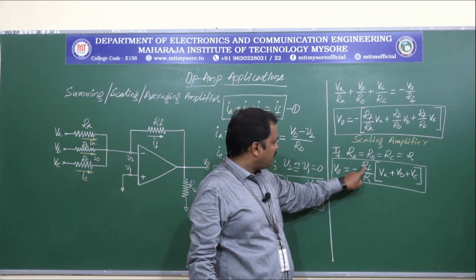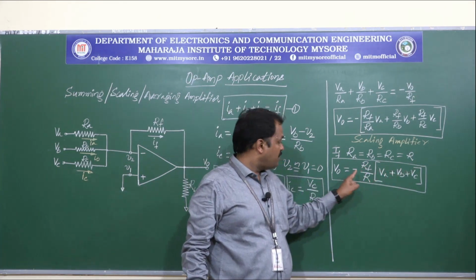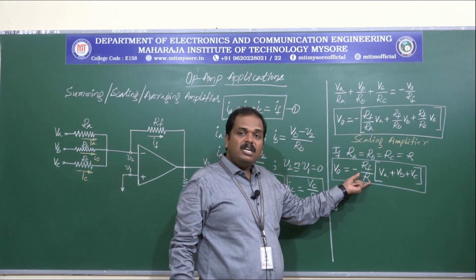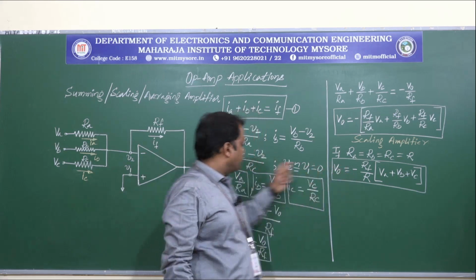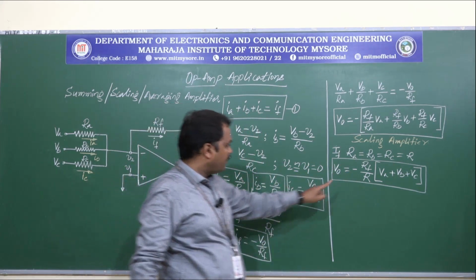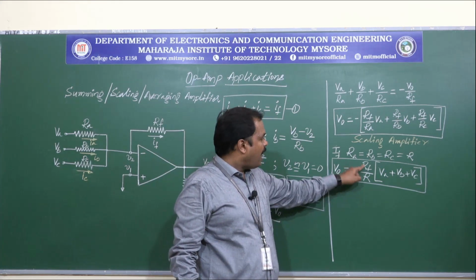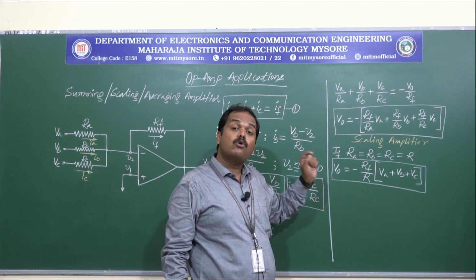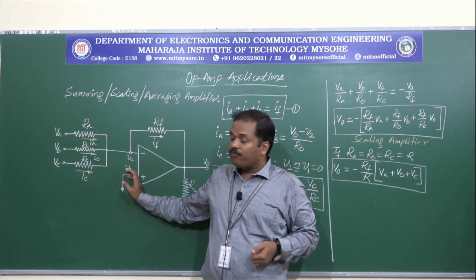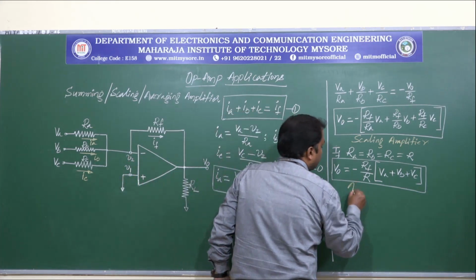So what we can see here is RF by R into VA plus VB plus VC with the negative sign, and this equation makes this circuit work as an averaging amplifier by selecting the appropriate value, by making RF by R equal to 1 by 3. So this circuit works as an averaging amplifier.